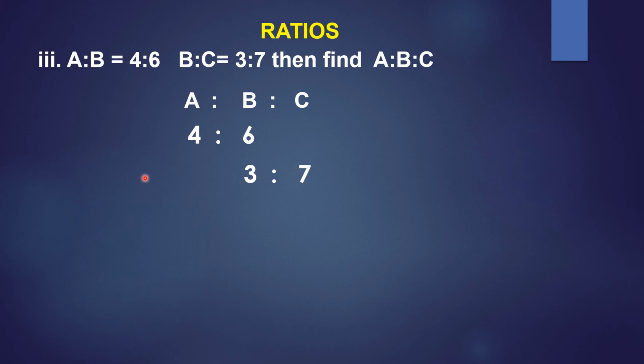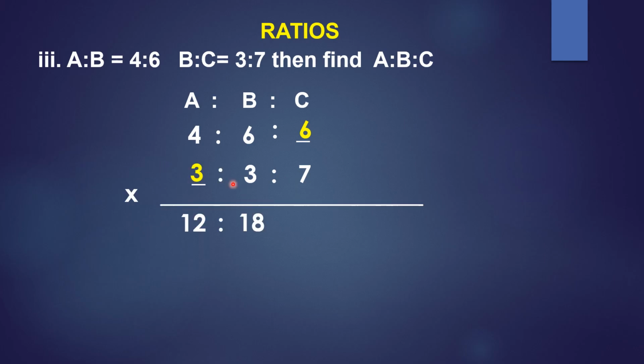So the empty places wherever we are having, we will take as dashes. So 6 is there, 4 is to 6. So repeat the same number 6, 3 is to 7 before 3. So the same number we will get. So now the next step is only multiplying. 4 3s are 12, 6 3s are 18, 6 7s are 42.